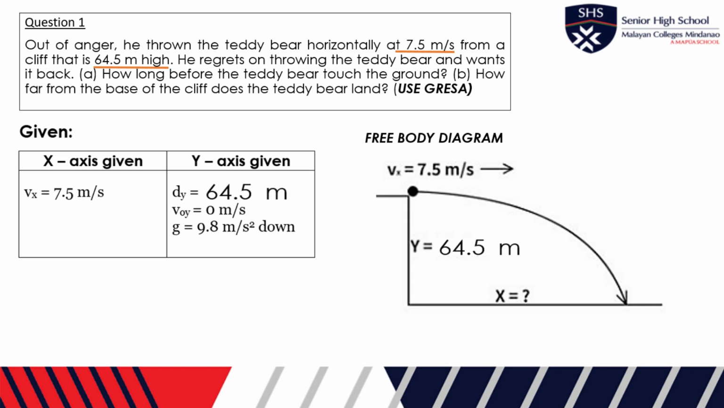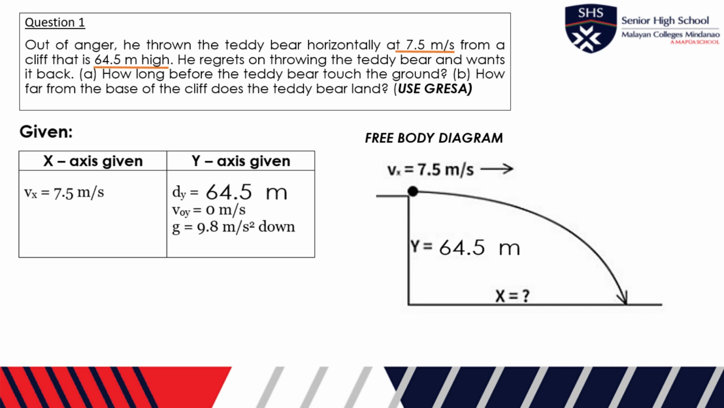Always remember, as explained in the previous video, that we need to consider the x-axis and y-axis givens separately. With that, we have here 7.5 meters per second as the teddy bear was thrown horizontally. Therefore, the velocity sub x, or the velocity in the x-axis, is 7.5 meters per second. Also, it was said that the cliff is 64.5 meters high. Therefore, the displacement is 64.5 meters.